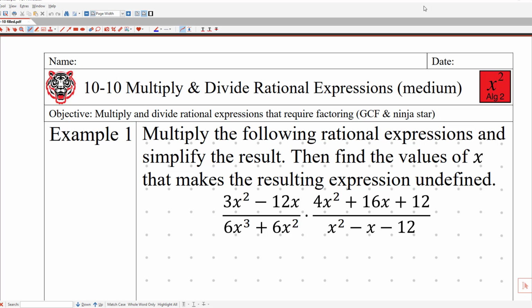This is Algebra 2, Lesson 10-10, Multiply and Divide Rational Expressions, the medium difficulty. Today's date is Tuesday, April 28th, 2020.